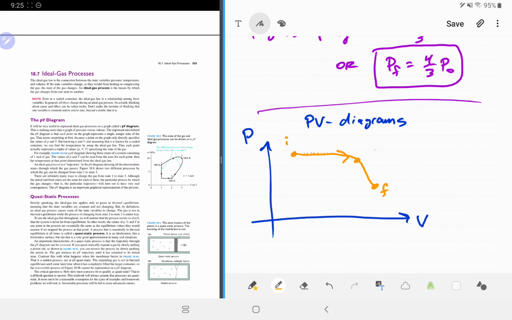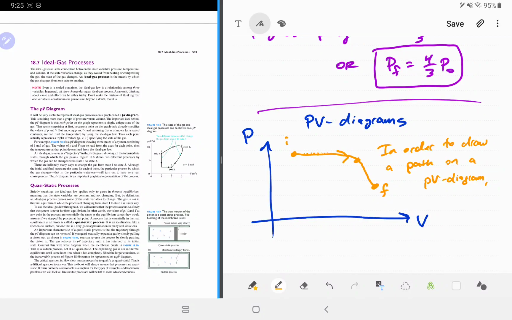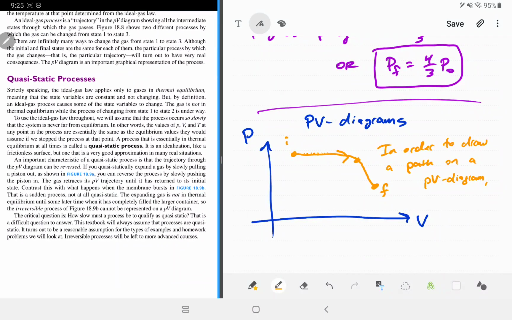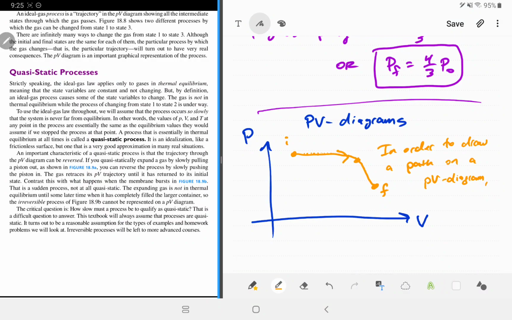So in order to draw a path on a PV diagram, the process needs to be in equilibrium at every step along the way. And in order for that to happen, in order to have a well-defined pressure, you have to do this process very, very slowly. So it turns out, and your book says this, the critical question is how slow must a process be to qualify as quasi-static? This is the last paragraph right here on the left.